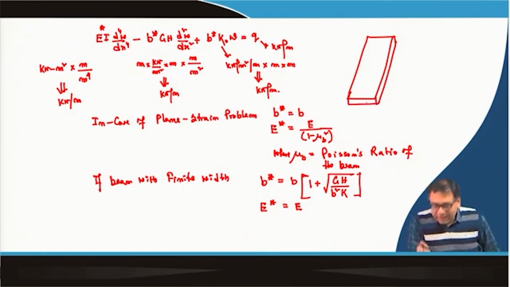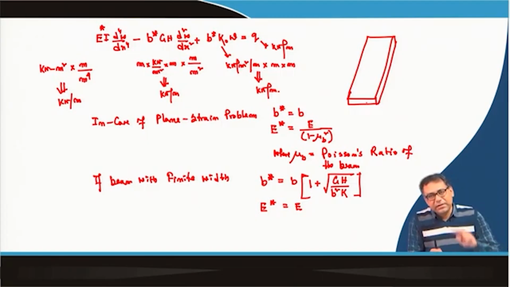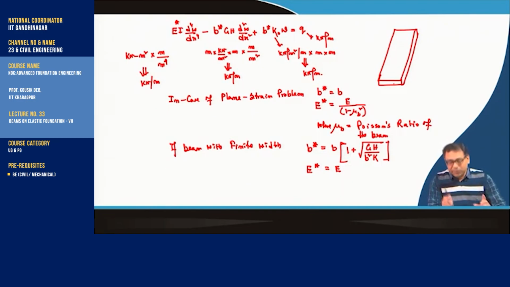Now, this strip footing kind of foundation you can analyze in two ways. One is beam under plane strain condition and beam with finite width. So, if beam with finite width, in that case length will be infinite, and if the beam is under plane strain condition, then your length will be finite.